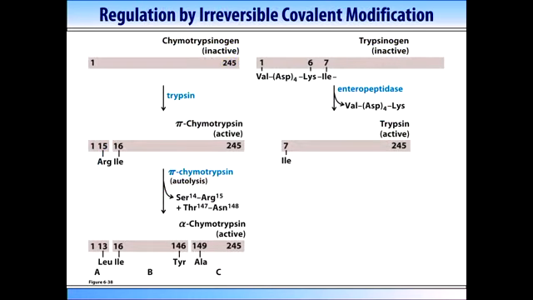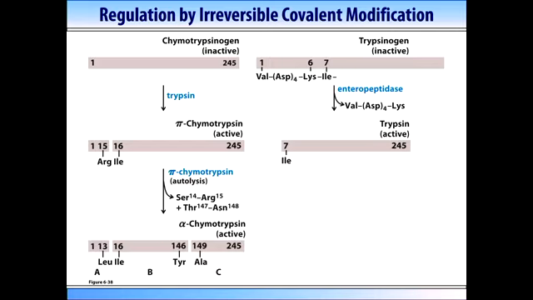These were examples of reversible inhibition or activation of the enzyme. So now let's talk about an interesting case of irreversible covalent modifications of the enzyme.